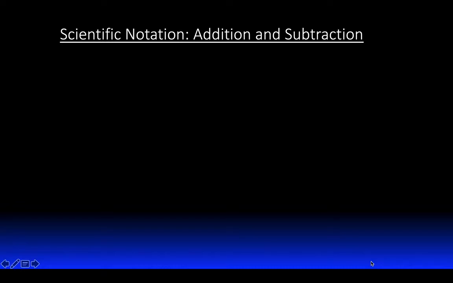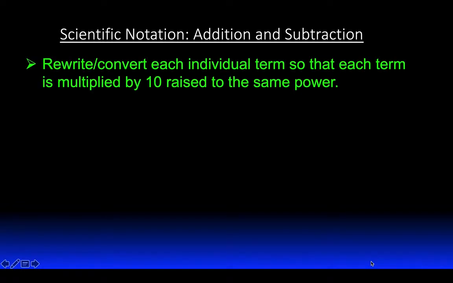What we're going to do now is give a quick example of scientific notation being used in addition and subtraction and multiplication and division. For addition and subtraction, I'm going to write out 3 rules that we're going to follow, but I'm going to follow that up with an example if this seems somewhat ambiguous.